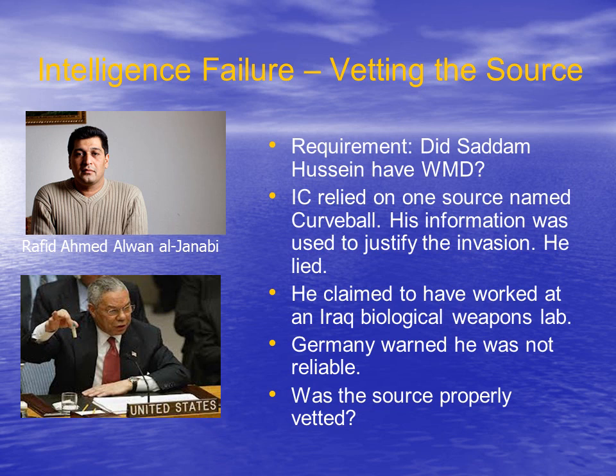So in the collection process, they identified and recruited this particular source, whose code name was Curveball, and he claimed to have worked at an Iraq biological weapons lab, etc. But the information he was providing was that yes, there is a viable WMD threat from Iraq, and much of his information was used to justify that invasion. Now, interesting enough, and we'll talk about vetting in a few minutes, Germany actually warned that this guy was not reliable, and the question then comes to mind, because we know that those caches of weapons of mass destruction were never found in Iraq, despite all the efforts to find them.